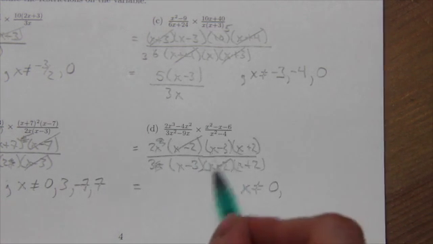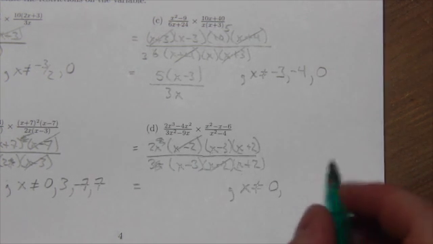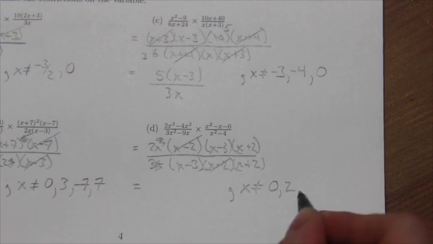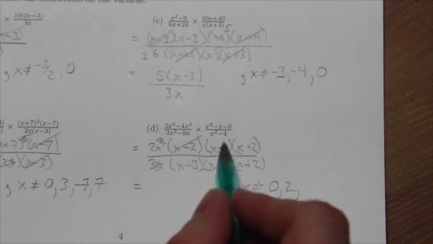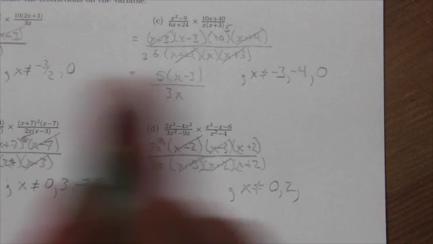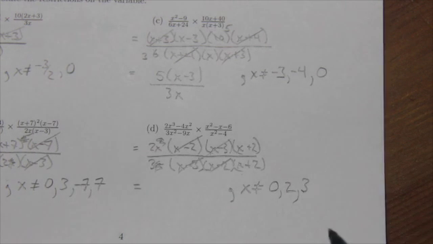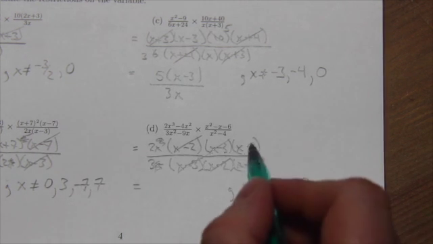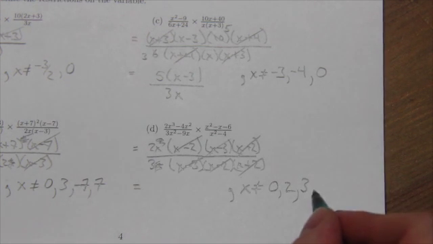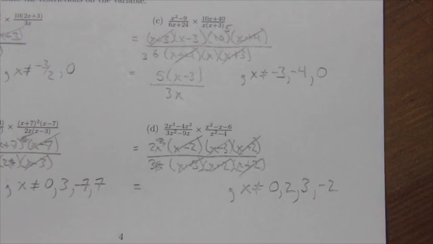I see an x minus 2, divide that by x minus 2 to get 1, so long as x does not equal 2. X minus 3 divided by x minus 3 equals 1, so long as x is not allowed to equal 3. X plus 2 divided by x plus 2 is 1, so long as we don't allow x to equal negative 2. Got a lot of restrictions here.